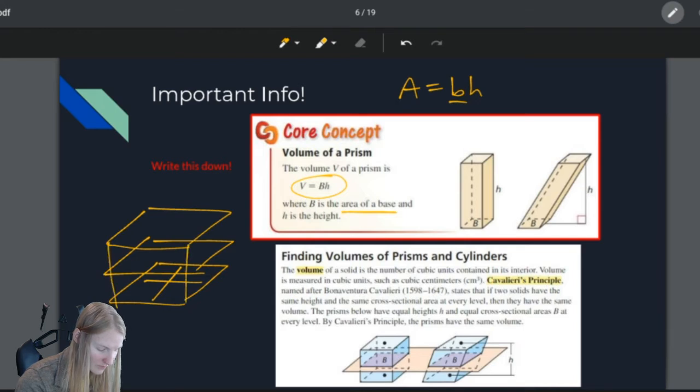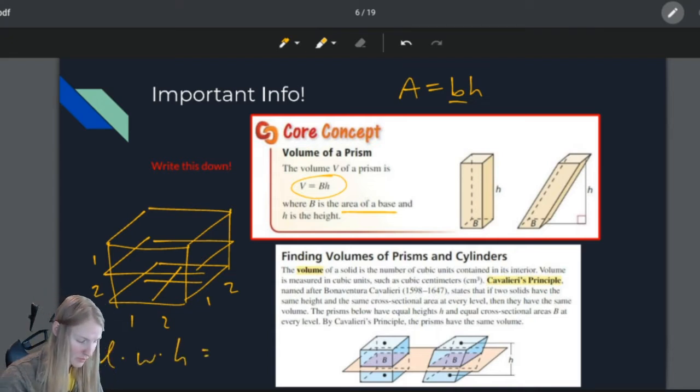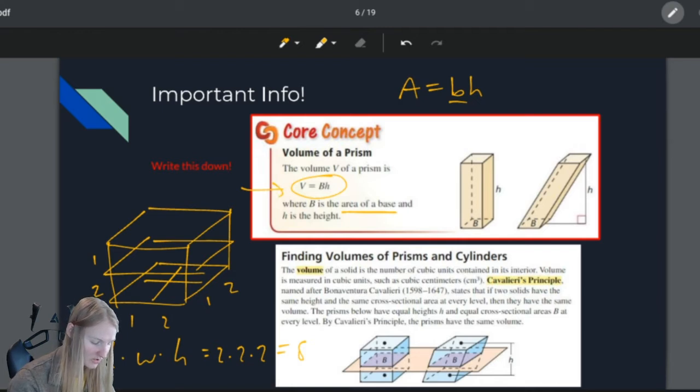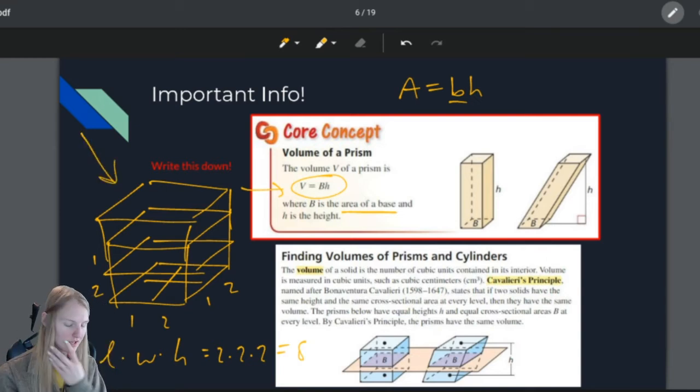So now you have 2 of these, 1, 2. So this is 2 units tall, 2 units long, and 2 units wide. So I do my length times width times height that you already know about. You do the 2 times 2 times 2, and you get 8. This is why the volume is base times height, because you're just taking that same base and putting it on top of itself, like this. So, volume is base times height, and I hope this picture helps you understand why.